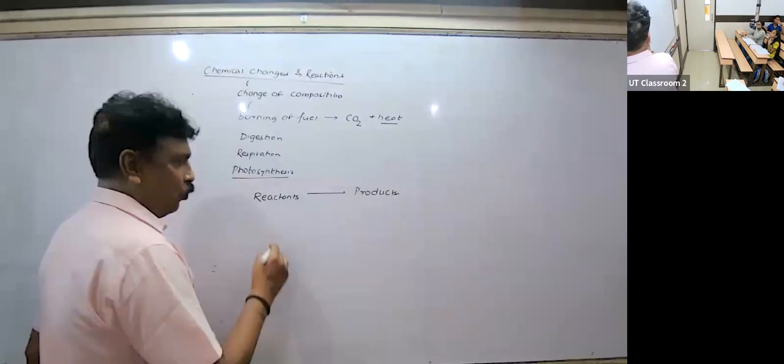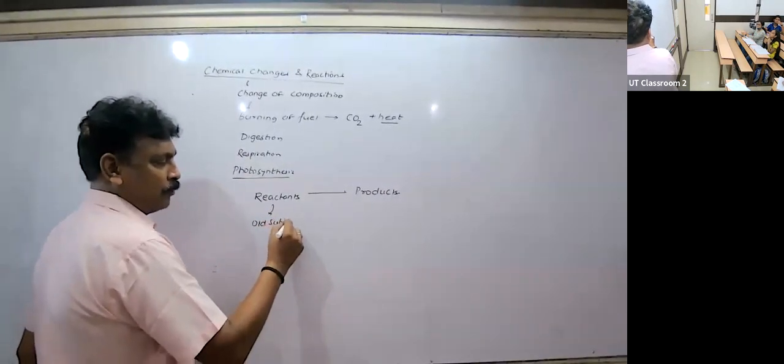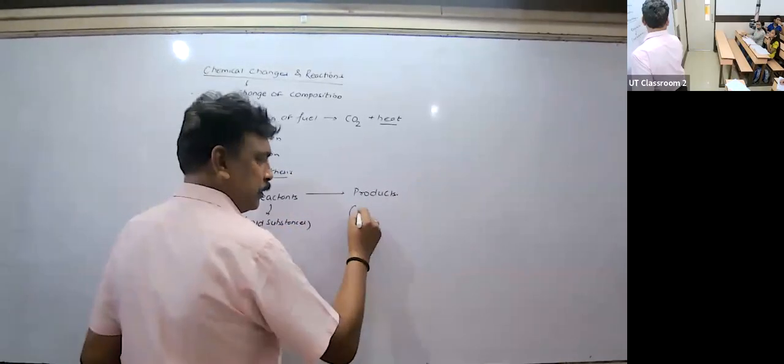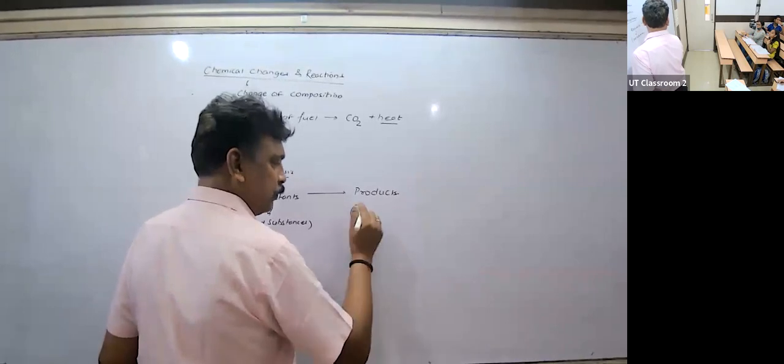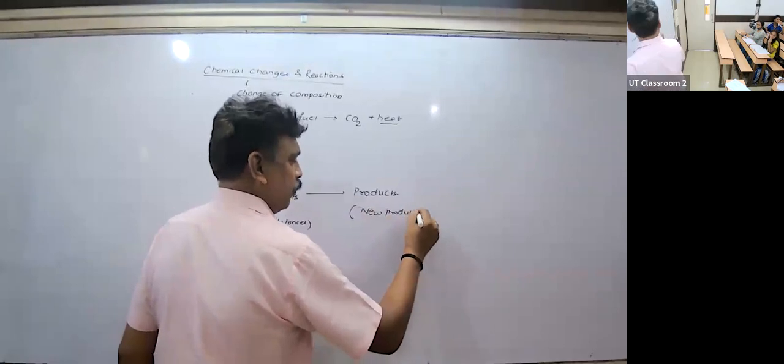So old substances is called as what? Old substances or original substances are called as what? Reactants. Okay, and the new substances are called as what? New substances which are formed are called as what? Products. Okay, and therefore this is nothing but a chemical reaction.